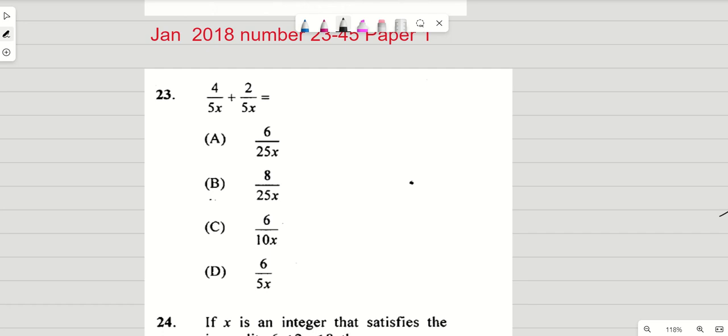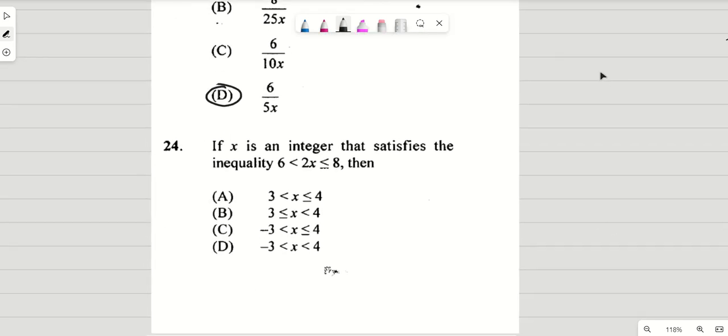So as the same thing when we add fractions, we do not add the denominators. We leave the denominators as is and we just add the numerator. So this will be 4 plus 2 is... 4 plus 2 is not 8. 4 plus 2 is 6. 6 over 5x. So the answer is D.